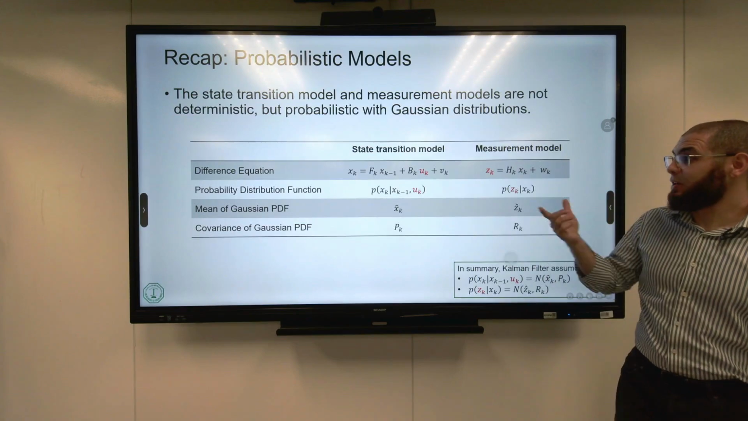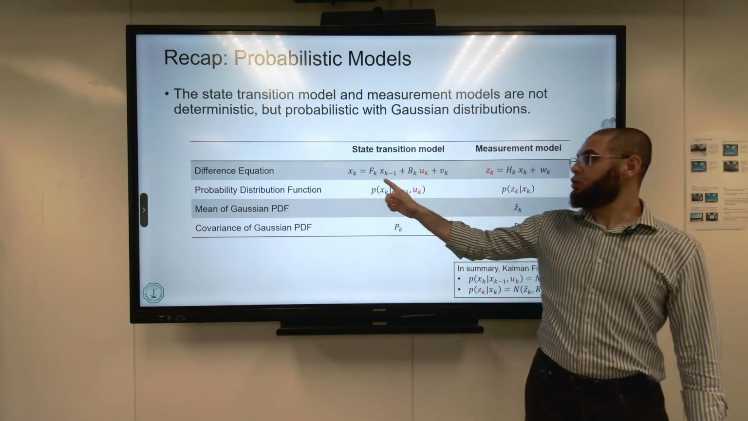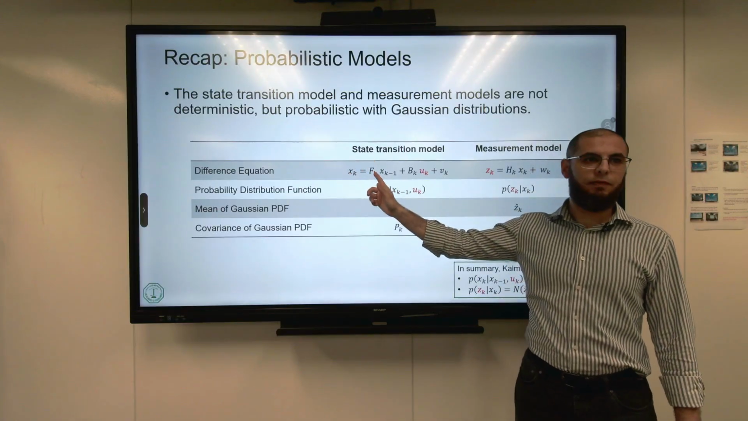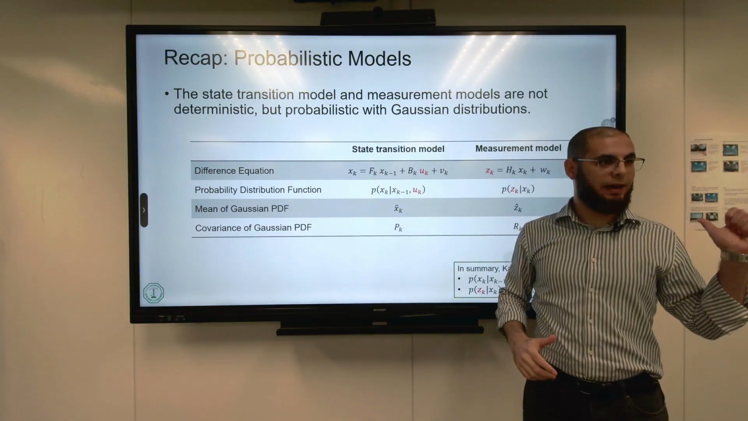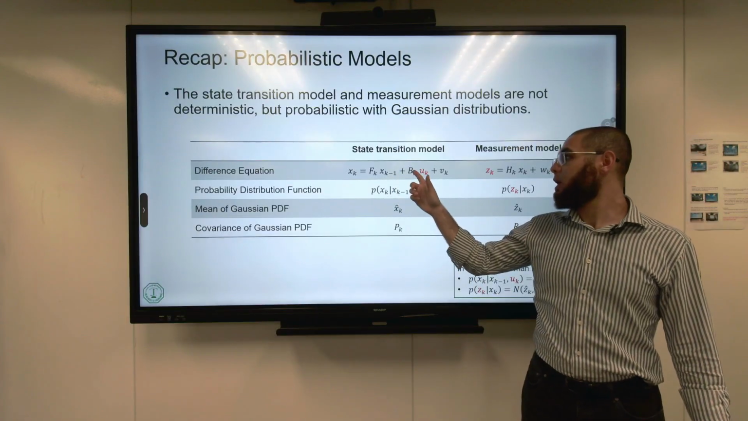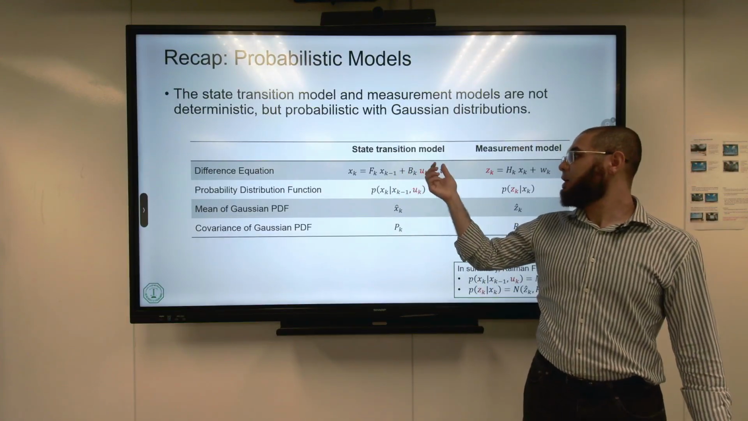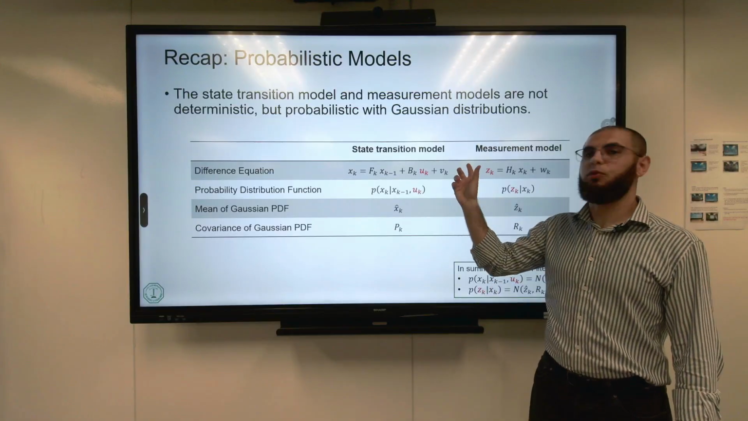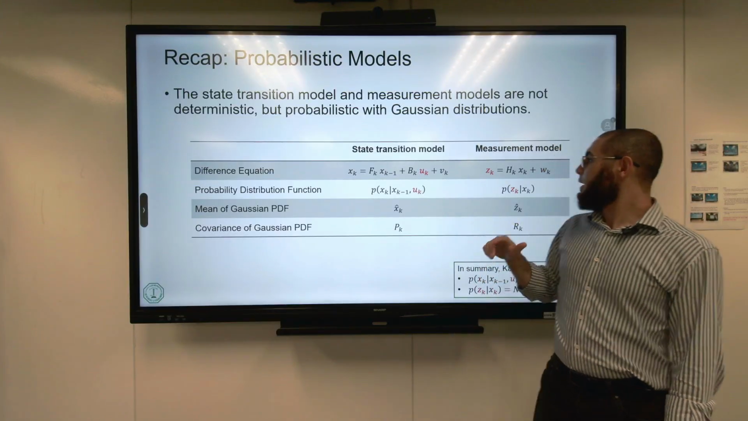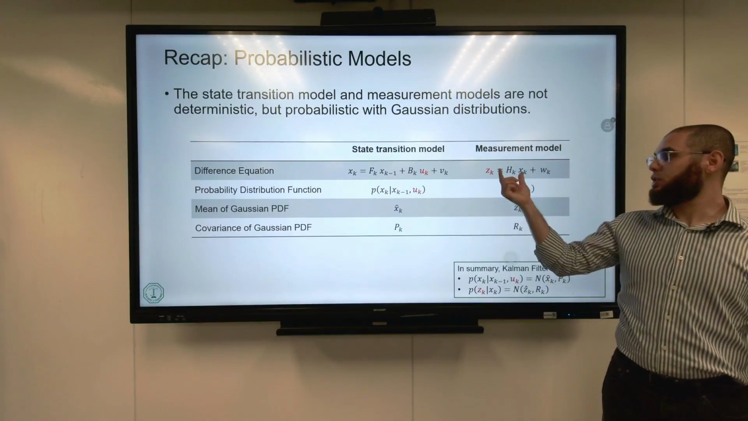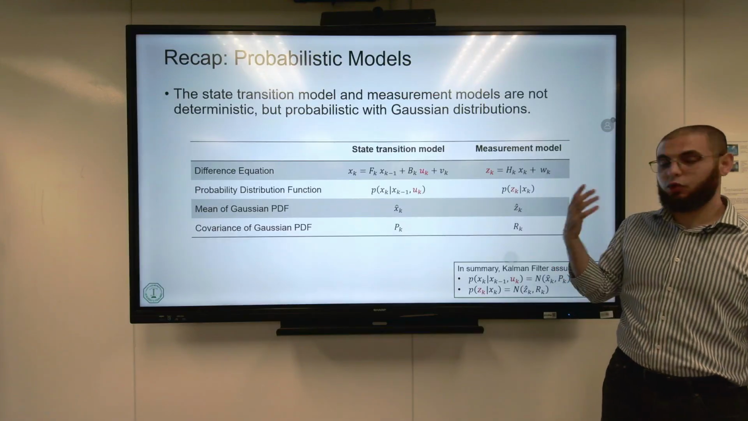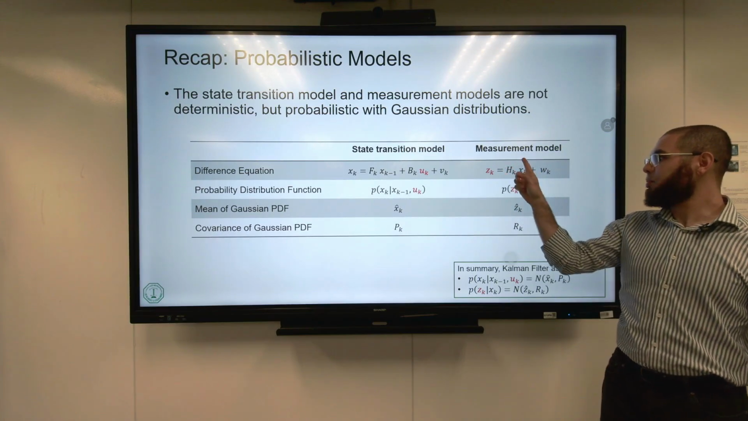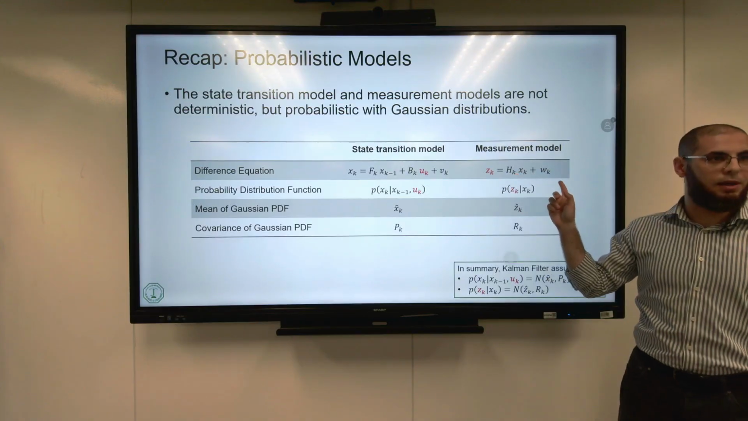We said that it's written as a difference equation like this. The current time step, xk, is equal to some matrix f multiplied by the previous state, xk minus 1, plus another matrix b multiplied by uk, how the proprioceptive sensor enters the equation, plus some noise, vk. And zk, the measurement model, which is the relation between the state and our observation from the exteroceptive sensor, is related to the state by some matrix k, and we also have the noise wk.